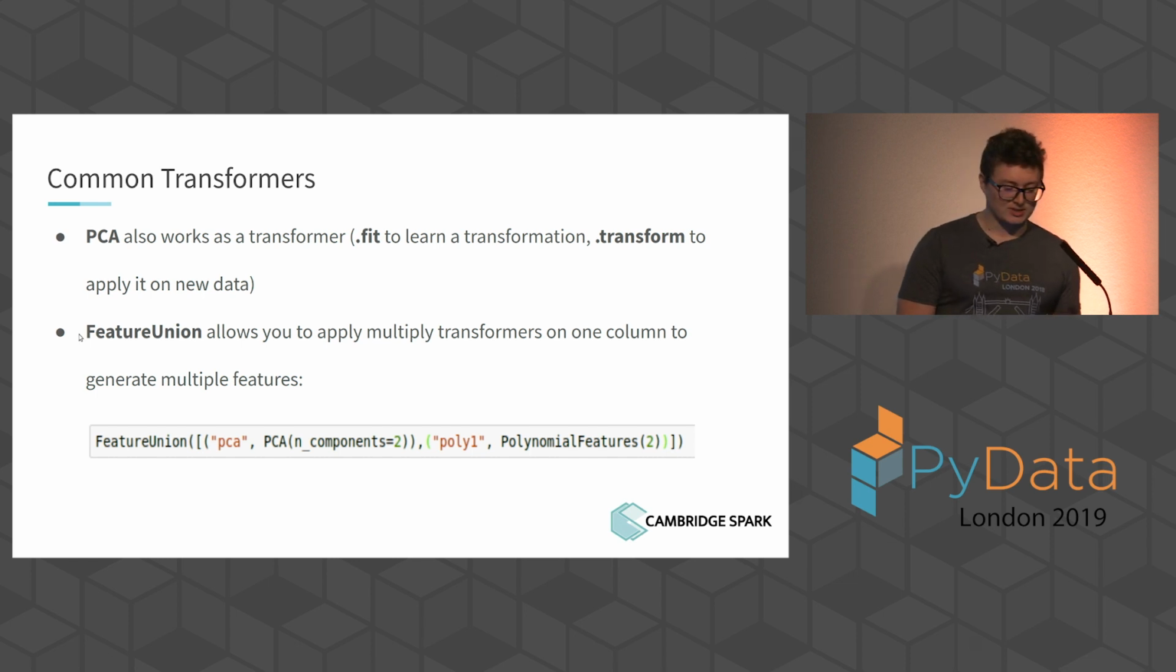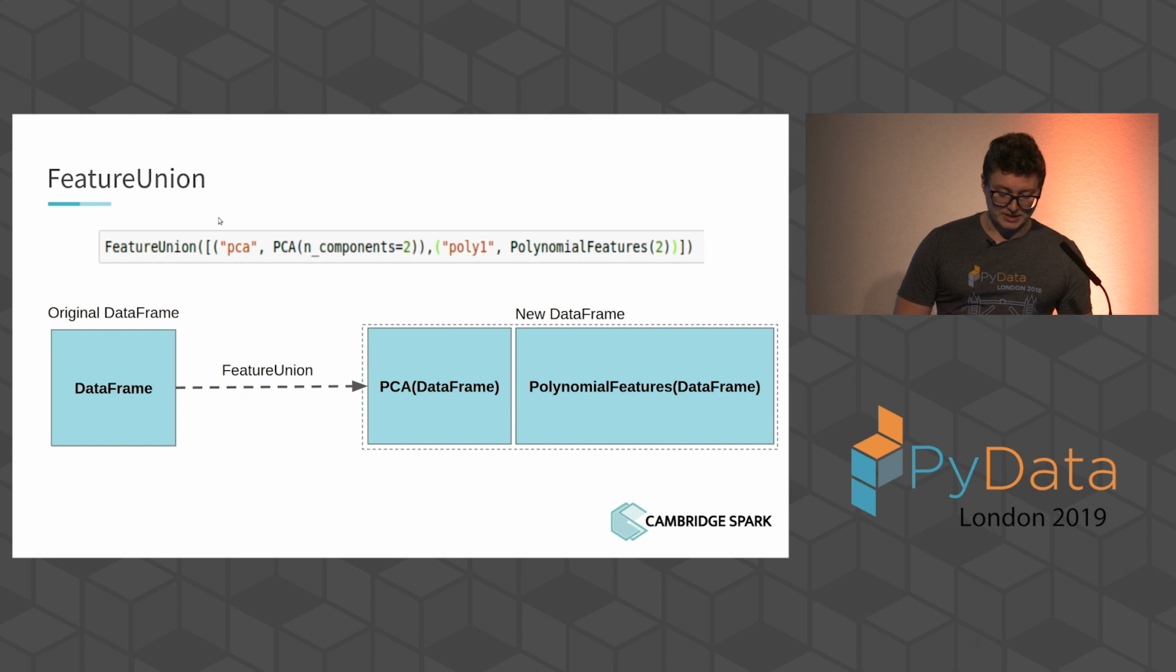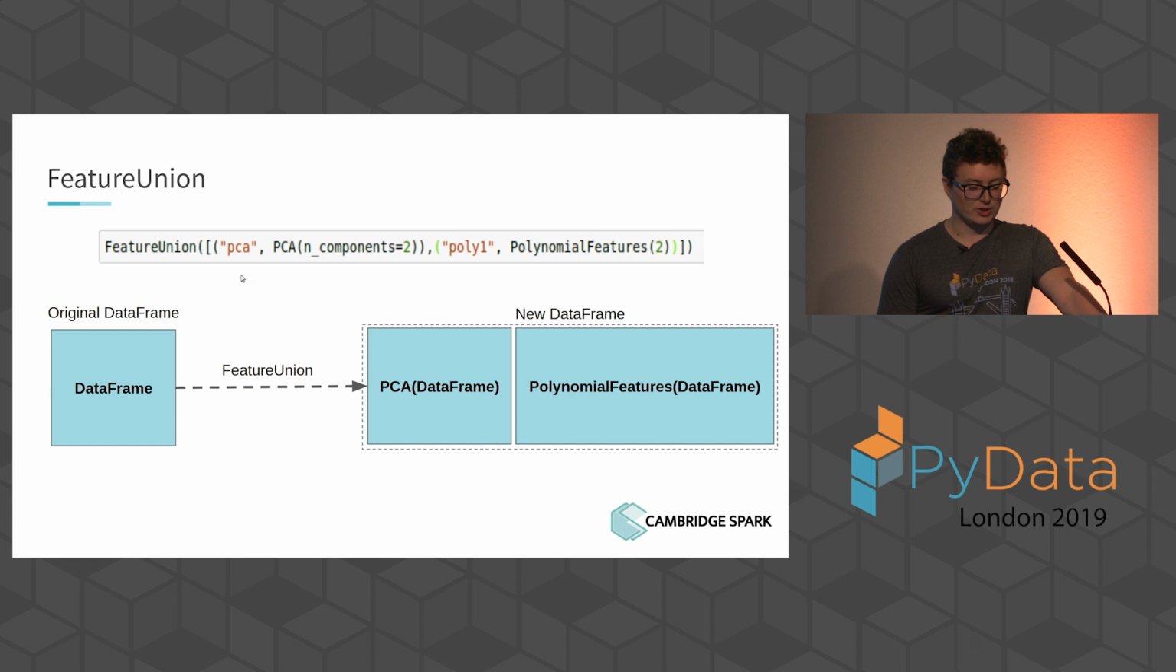Another one that is maybe less known is the feature union. That is quite useful to apply functions on some numerical data and get a new array with all the outputs. For example, here, a feature union of PCA and polynomial features will look like this. I've got a data frame with some values. I apply the feature union of PCA and polynomial features, and I get a new data frame with a lot of new columns that are generated for me.